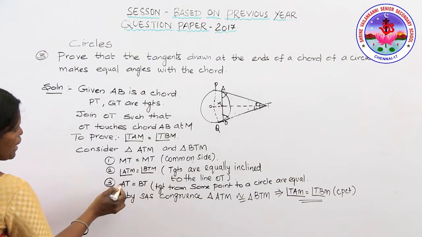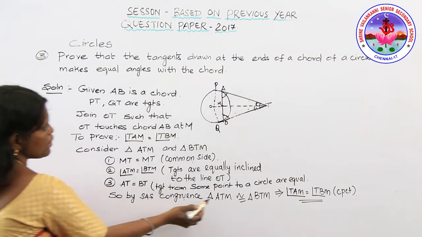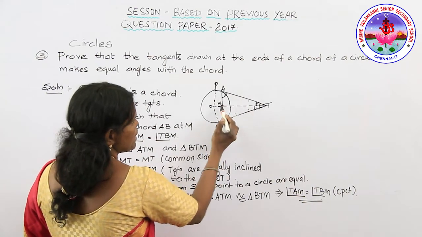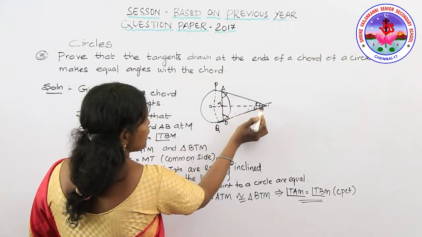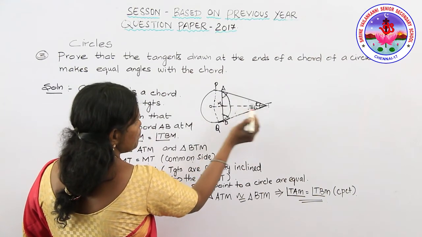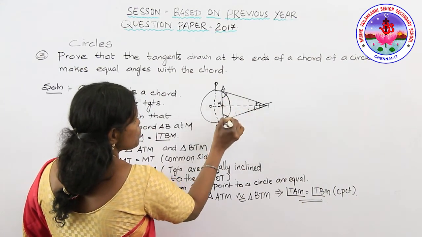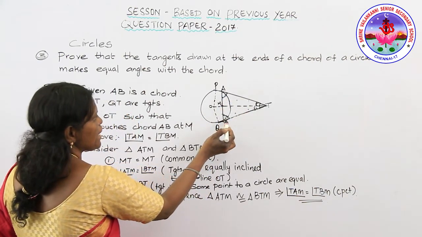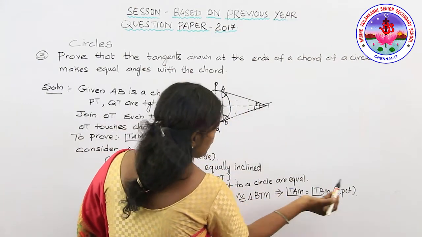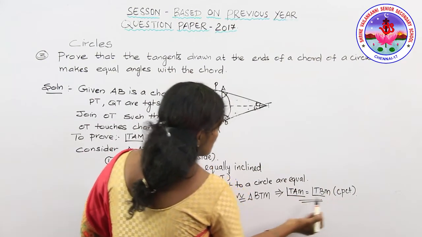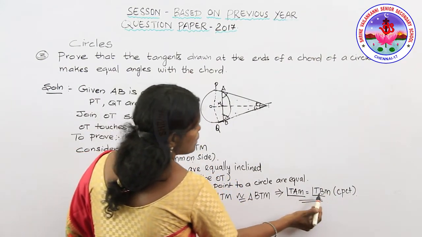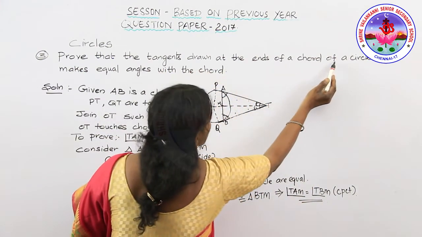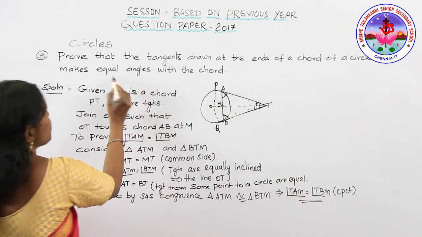So I got two sides and one angle. SAS congruence. Both the triangles are congruent. So triangles ATM and BTM are congruent. The angles TAM and TBM are involved in the two congruent triangles, so by CPCT, I can say that the two angles are equal. So I am writing the reason CPCT. So I got angle TAM is equal to angle TBM. Thus we have proved that the tangents drawn at the ends of a chord of a circle make equal angles with the chord.